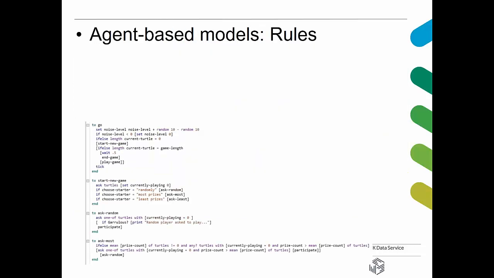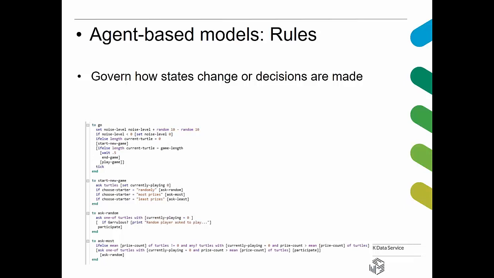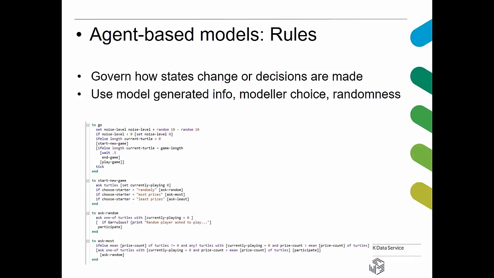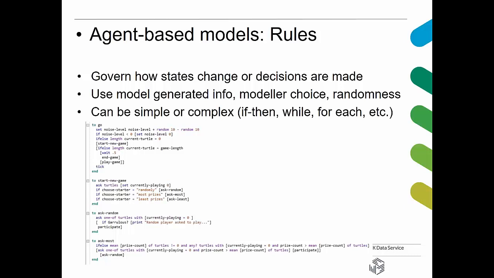The last one is rules. Agents use rules to govern how their states change or how they make decisions. They can use model-generated info. They can use information that the modeler gives. They can also use randomness, and they can be simple or complex, so they can take the form of if, then, while, for each. And I'll just point out a couple.